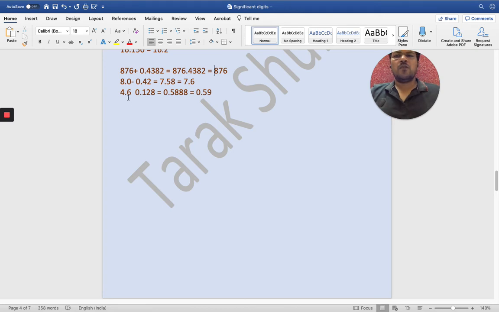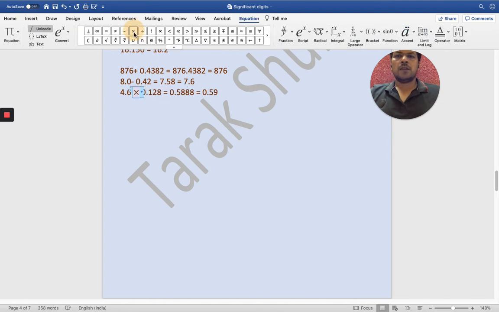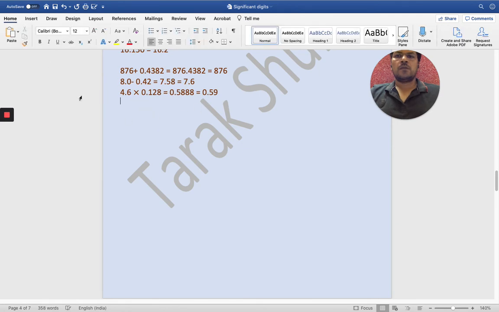Let's say 4.6, and there is a symbol I have to place, which is a multiplication symbol. I am putting it for you. So 4.6 multiplied by 0.128 will give me 0.58888. But again I want to drop up to this point. I have only 2 digits, so I have to round it off only up to 2 digits.